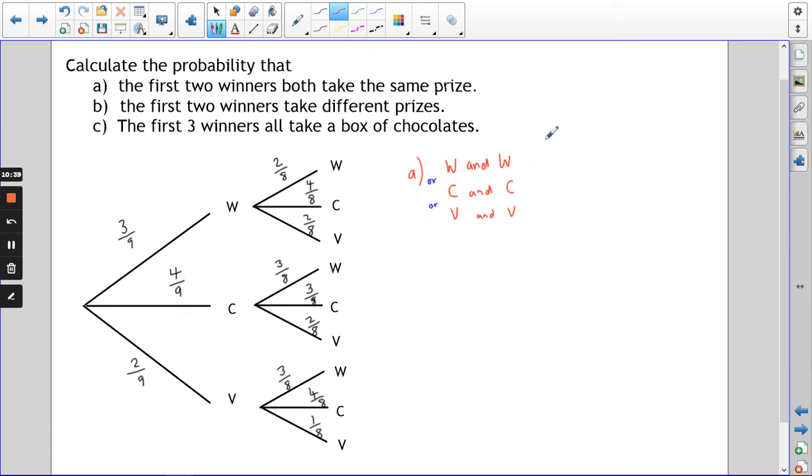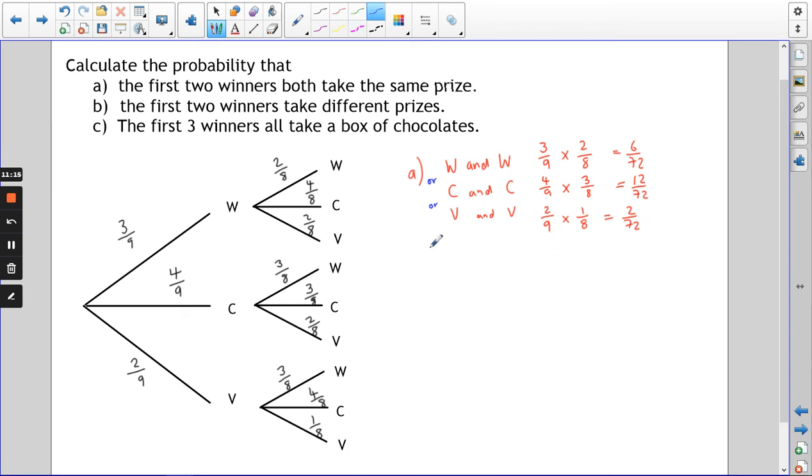Okay, now then, using my tree, wine and wine is 3 out of 9 times 2 out of 8. Just follow the path, so 6 out of 72. Chocolate and chocolate, so this is going straight across, so 4 out of 9 that the first person takes chocolate, 3 out of 8 that the next person does, so that's 12 out of 72. And the voucher is going to be the least likely because there's less vouchers in there, so we've got 2 out of 9 that the first prize winner takes a voucher, and there's a 1 out of 8 chance that the next person does as well, so that's 2 out of 72.